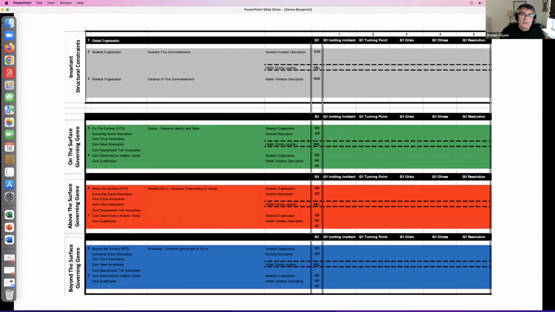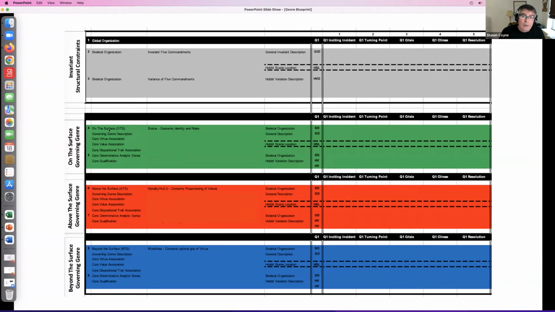All right, cool. So at the top are our governing genres, right? So what's this? This is status, and it concerns on the surface. So status is a green zone genre. Okay, what's this? Morality. This is another governing zone. This is above the surface. And then we've got worldview, which is blue.